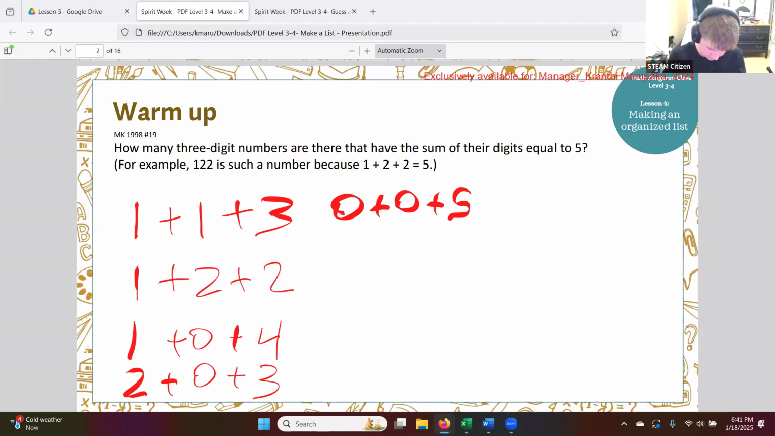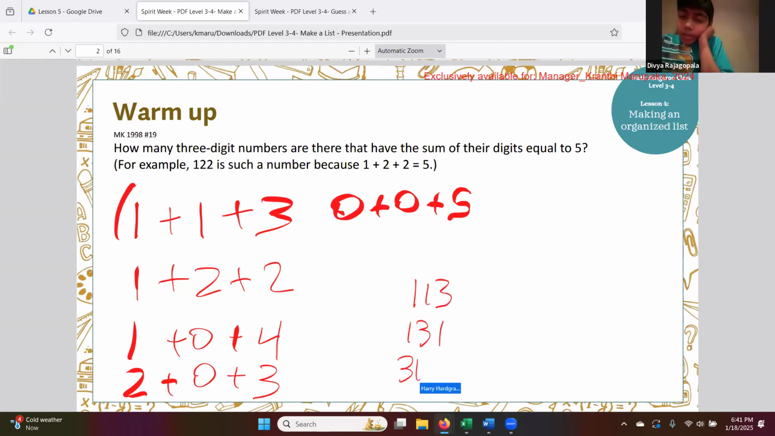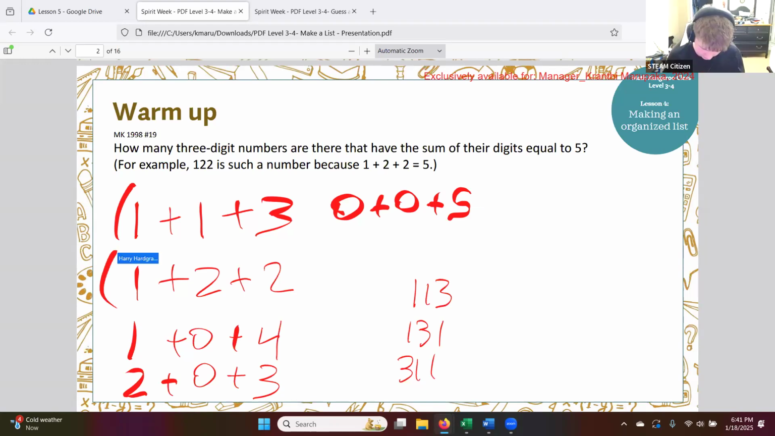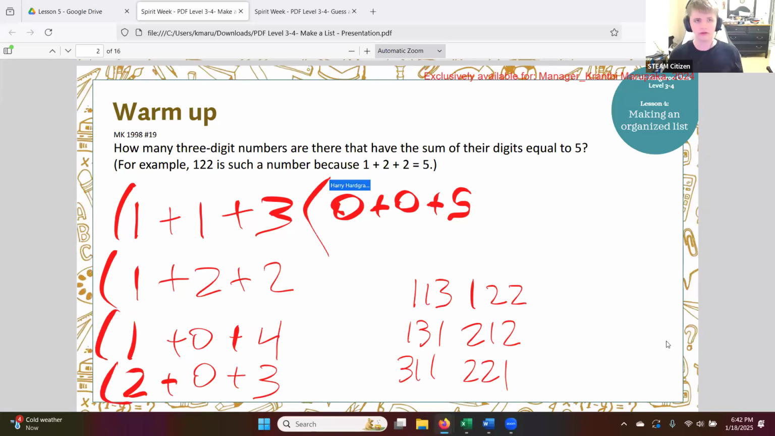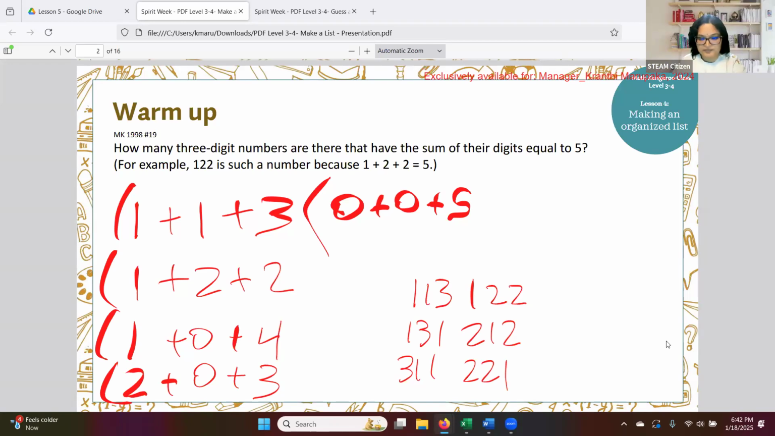Like this first one right here can make 113, 131, and 311. And this one, 122, 212, 221. And then you could just do this for all 5. If you notice, all these ones have 3 different solutions. And if you add 3 plus 3 plus 3 plus 3 plus 3, you would end up with 15. So it's maybe a little bit more organized way of doing that.